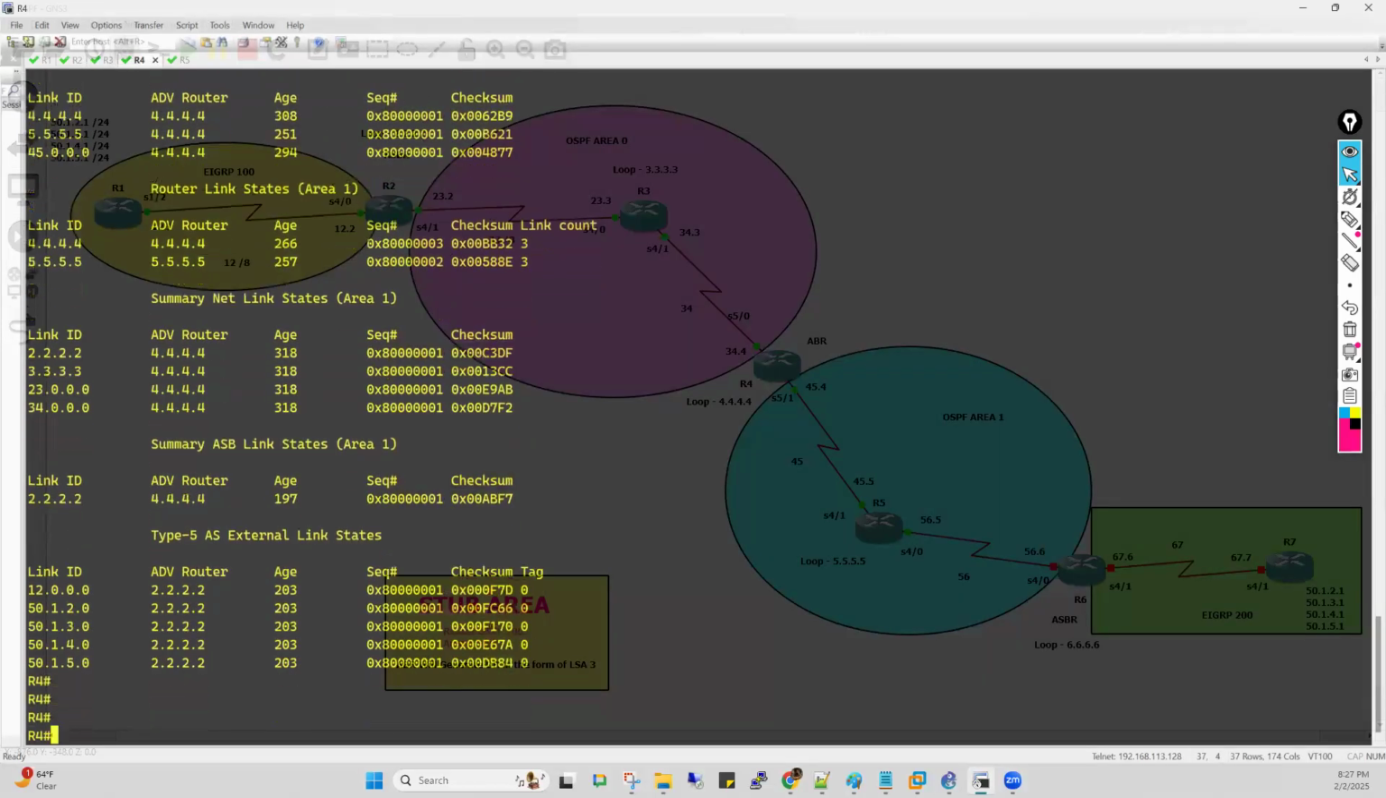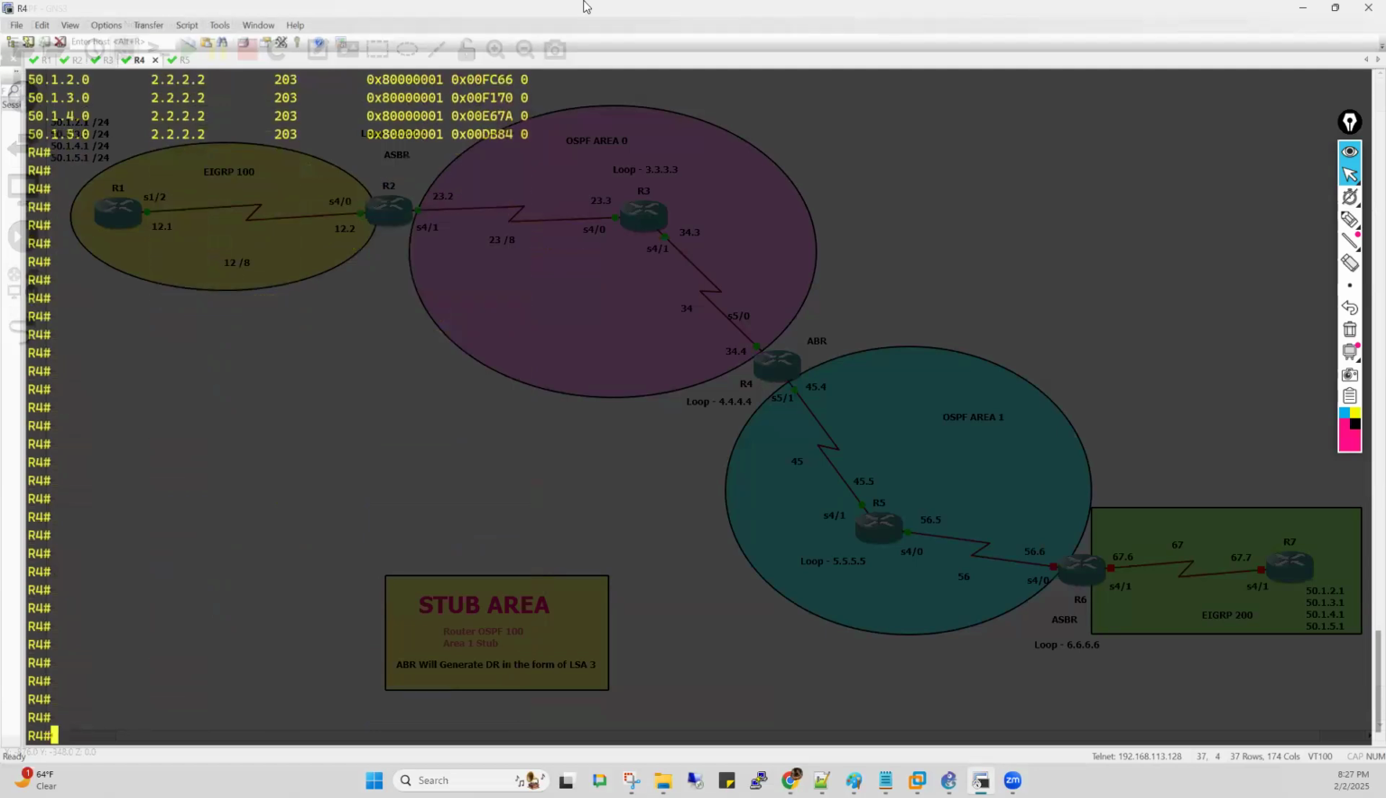Come to R4, guys. On R4, we need to configure router OSPF 100, and on R4, what we need to do? We need to advertise this network in area number 0 and this network in area number 1. Clear? Yes or no? Right? Tell me. Okay.